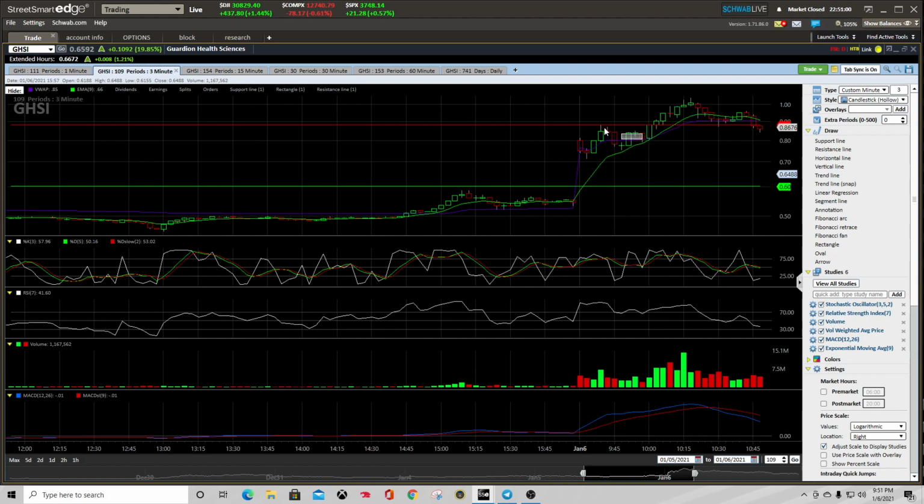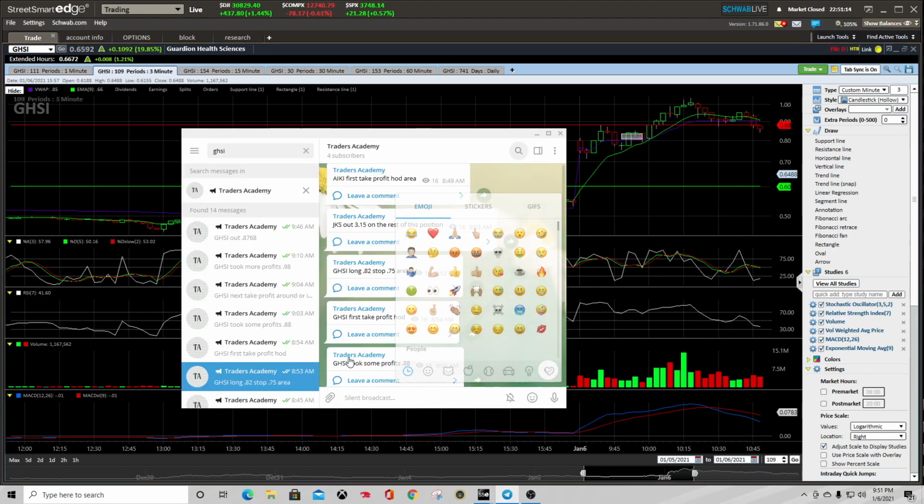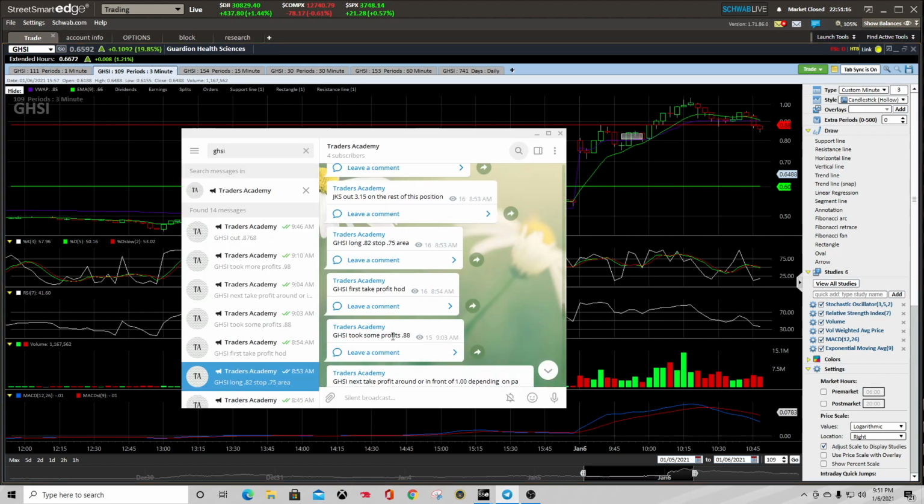Always take profit, because the stock could come up to here and then reject, and then you end up having a loss where you could have had a winning trade or a smaller loss. So okay, first take profit, high of day. GHSI took some profits, 0.88. So let's say you had 70 shares, you would sell about 15 shares.